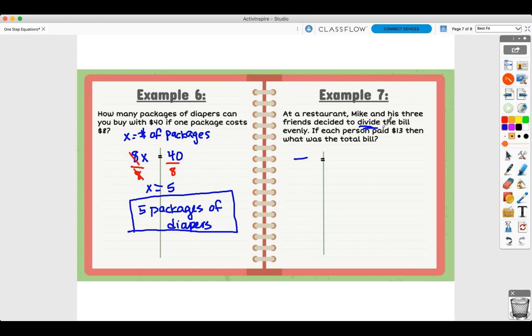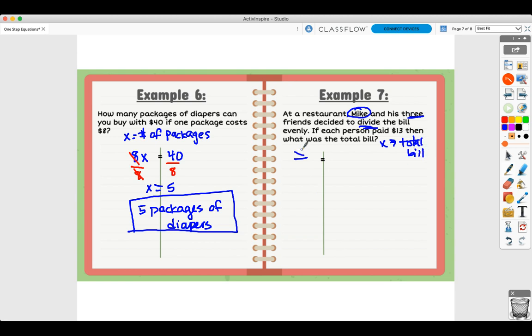So how many people are in this? You have Mike, and I know some of you are going to say 3 because the number is there, but then you're totally forgetting Mike. So we have 4 people here. And your variable is, what is the total bill? So our variable is total bill.